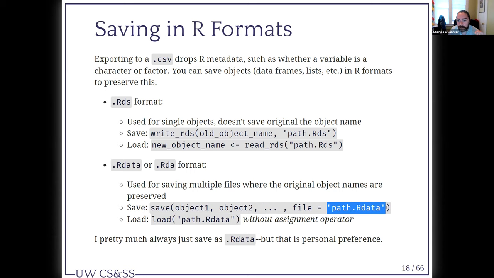You save it to a path, but when you load here, you don't do assignment. You say load that file. You don't do any assignment because it loads the objects in and keeps those object names. It sends them straight to your global environment. You can use whichever of these methods you want. It doesn't matter. They're basically equivalent for operations. You'll see a lot of people who prefer to always use RDS, and some people like me who always use RData. Do whichever one you like. I just do RData, so you'll typically see me do that.